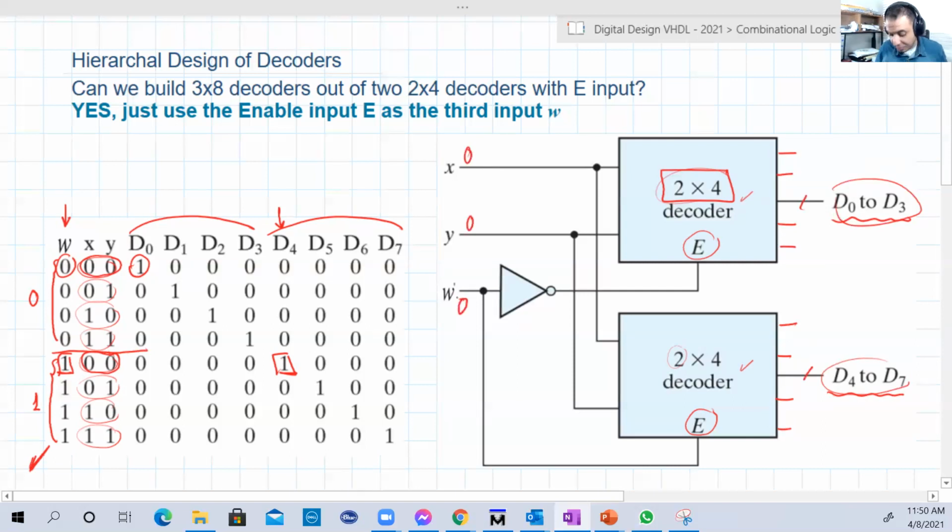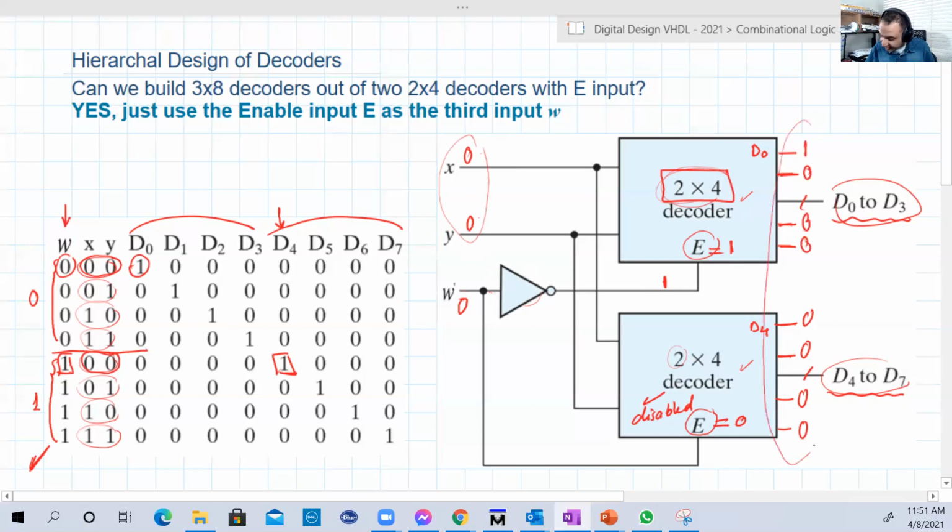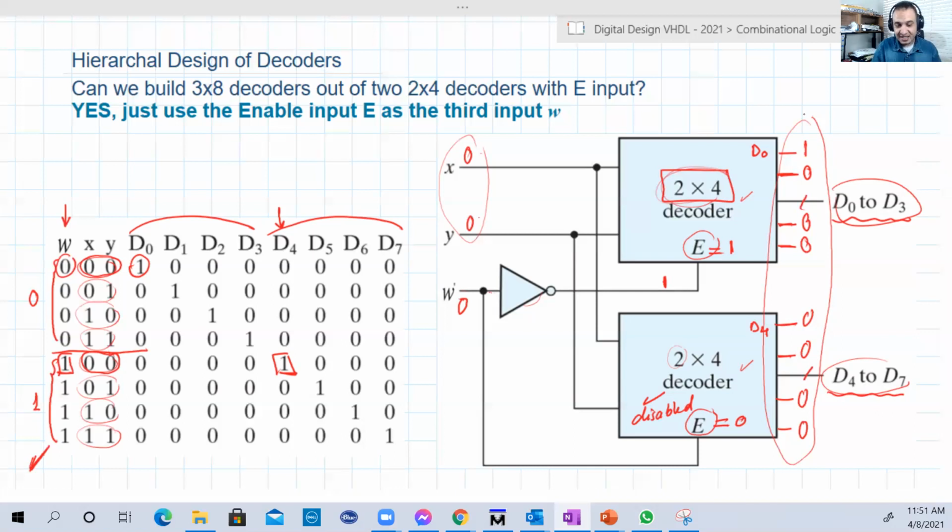Now let's study what's gonna happen when we apply 0, 0 to X and Y and W is 0. We want D0 to be 1 and all the rest to be zeros. So we applied X and Y as 0 and W is also 0. Remember, this 0 will go to the enable, so this enable is 0, and the second 2 by 4 decoder is disabled. So all its outputs will be 0. For the first decoder, W is inverted, so we're gonna have 1 and the first enable is 1. So the first 2 by 4 decoder will just act normally, and based on the inputs, one of the minterms will be 1 and the others will be 0. Since this is 0, 0, this is minterm 0, so it will be 1 and the rest will be zeros. If you look now at the combined 8 outputs, you have 1 and 7 zeros, just like the 3 by 8 decoder that we saw in the previous video.